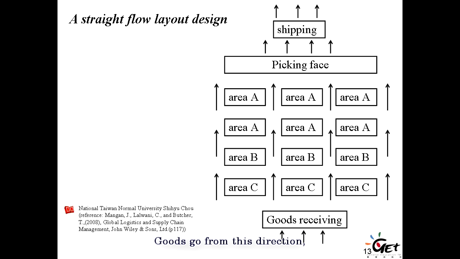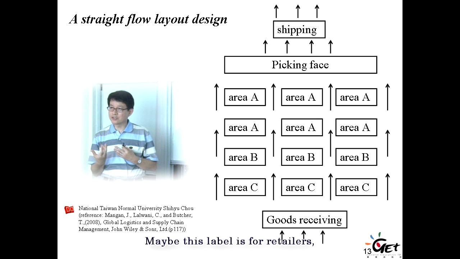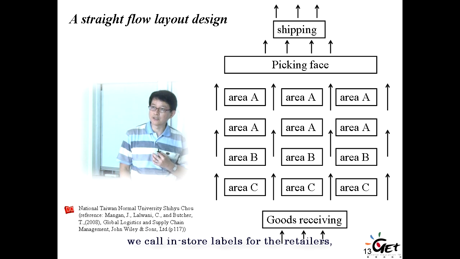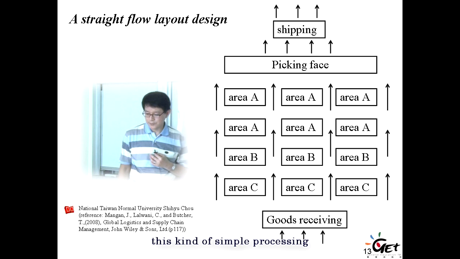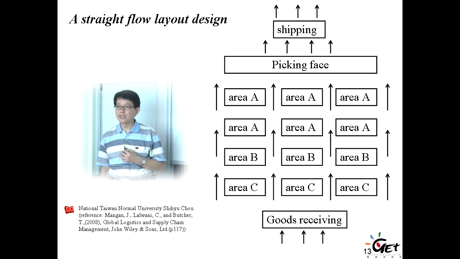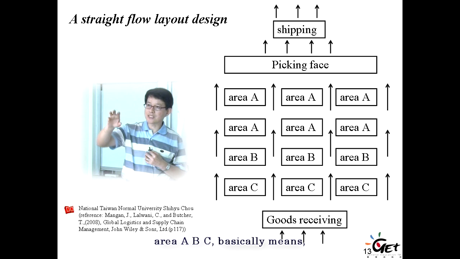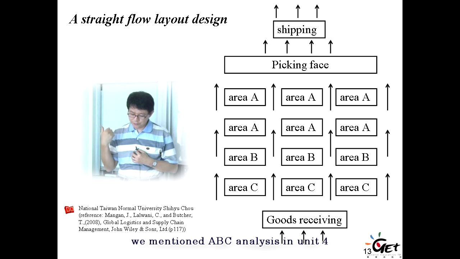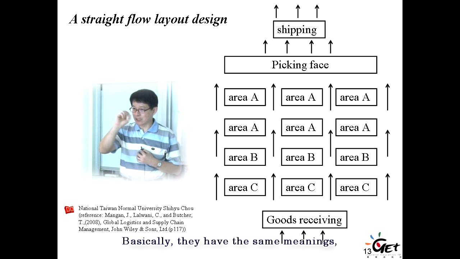Goods go from this direction all the way first to the storage areas. They stay there for some time, and then they are picked later on, and they are maybe repacked, or some labels are put on them. Maybe these labels are for the retailer, or we can call them in-store labels for the retailers. So this is a simple kind of processing. And as you can see, the areas A, B, C basically mean what we mentioned in the ABC analysis in Unit 4. Basically, these are exactly the same meanings.